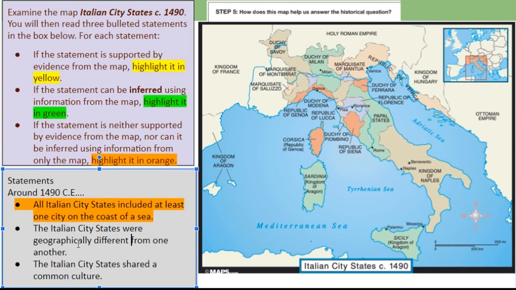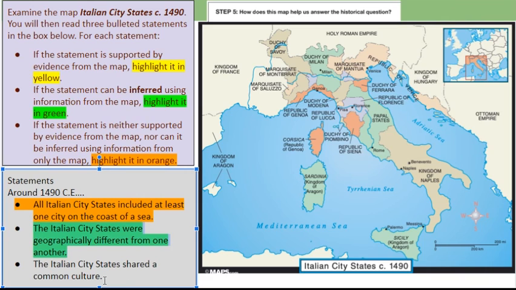Okay, next. All Italian city-states were geographically different from one another. Well, I don't know that for sure, but I do know that some are islands. And it doesn't say all. So we can infer it, because some are islands and some have different kinds of coastlines. So we're going to go green because we can probably infer that.